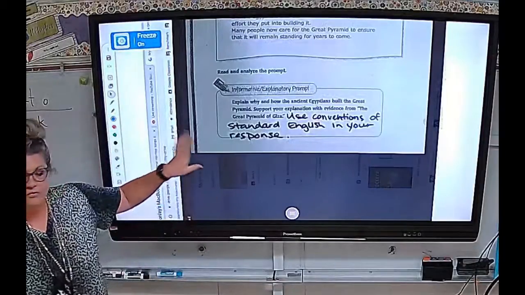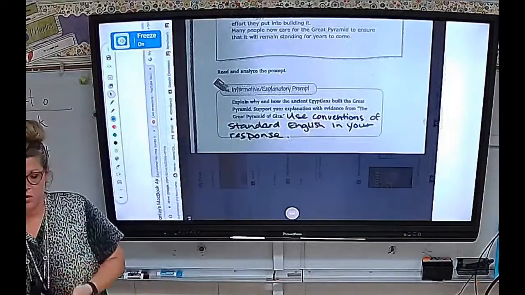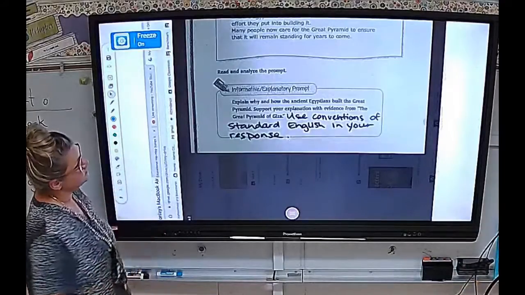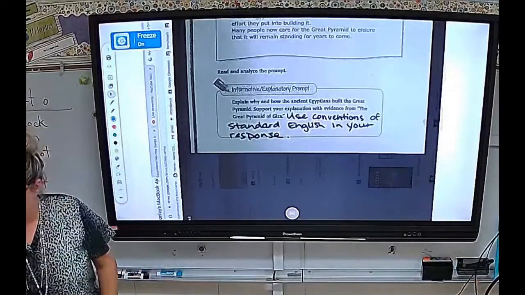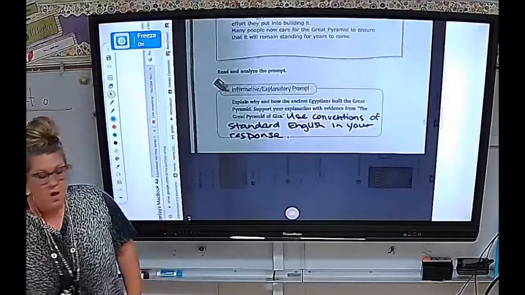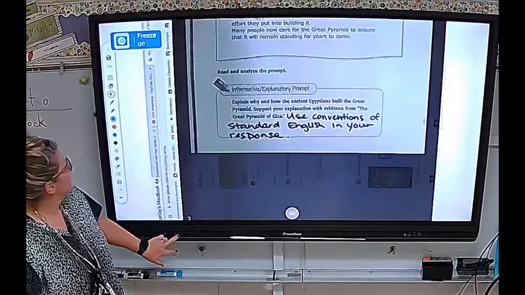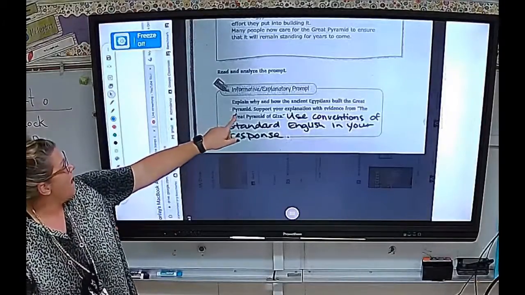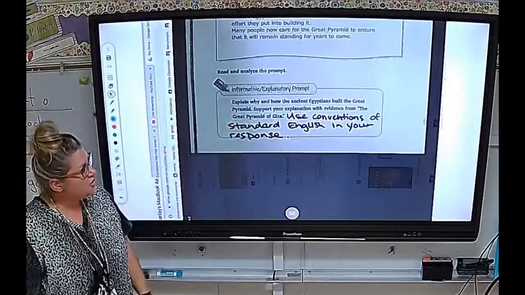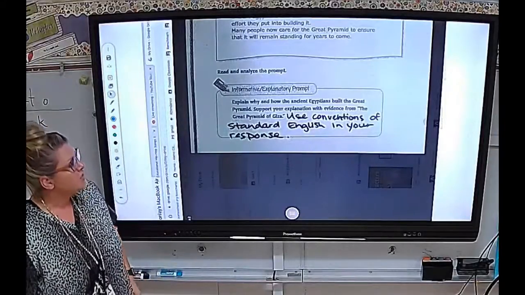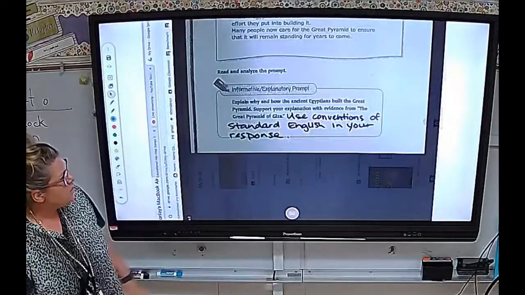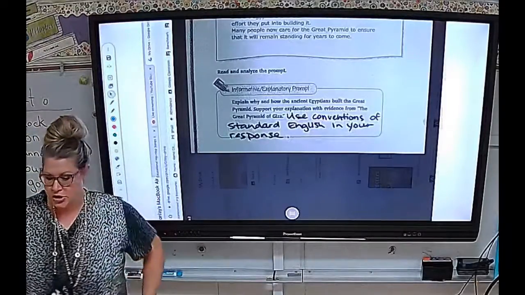All right, so before we read our text, we want to read the prompt. So if you'll turn to the back of your page and look at the bottom, here's your prompt. Everybody there? Okay. Caesar, look at her page and see what your page looks like first. So it says, explain why and how the ancient Egyptians built the Great Pyramid. Support your explanation with evidence from the Great Pyramid of Giza. Use conventions of standard English in your response.